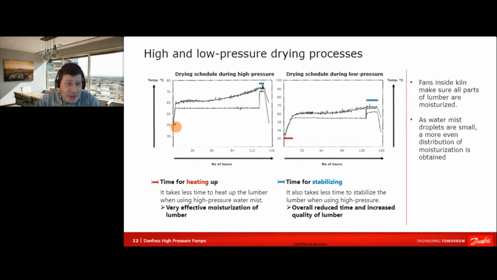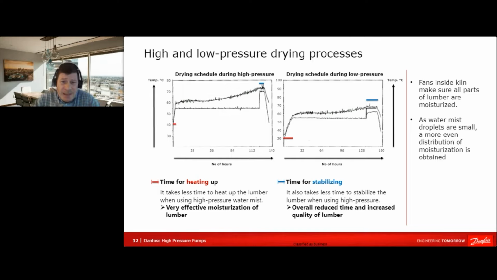It means that when you are heating up this or starting the process, in high pressure system, the moisturization is very effective because all this water can reach the surface of the lumber very fast, and no water is wasted to the floor.